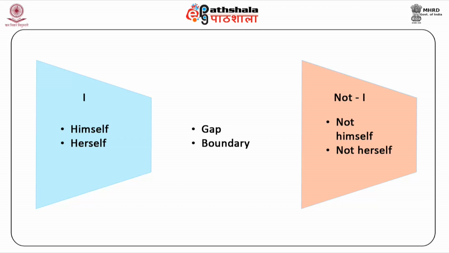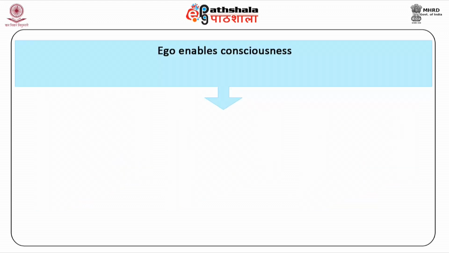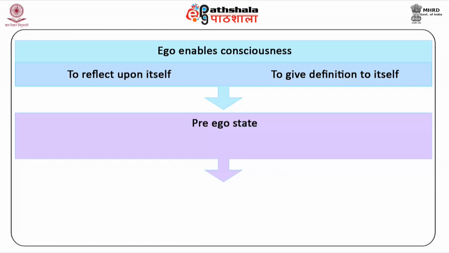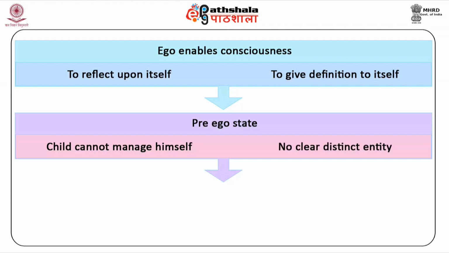That aspect of the mind concerned with drawing the boundary between I and not I has been termed the ego by modern psychology. The ego enables consciousness to reflect upon itself and to give definition to itself. It also establishes self-responsibility in the individual. The child in the pre-ego state cannot manage himself or herself in his or her environment because he has no clear sense of being a distinct entity.